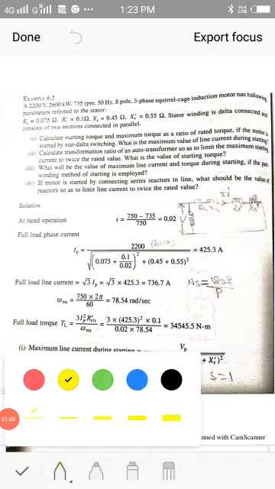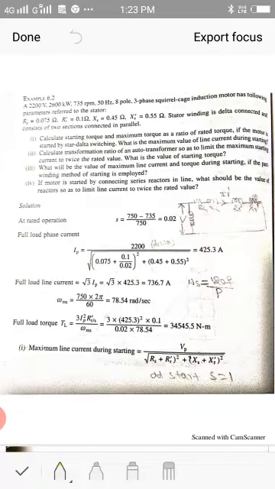Okay, so first we are going to calculate the starting torque and maximum torque for the star delta starter. So first we are going to calculate the rated values. In any machine, the nameplate details or ratings mentioned will be the rated values. Here they are mentioning that this motor is going to run at 735 rpm for rated operation.